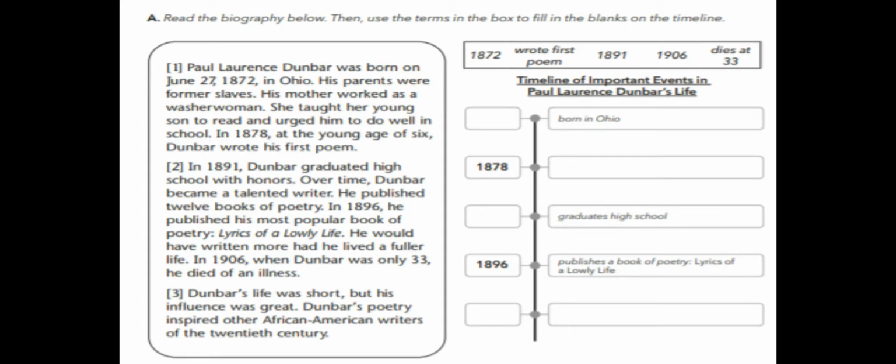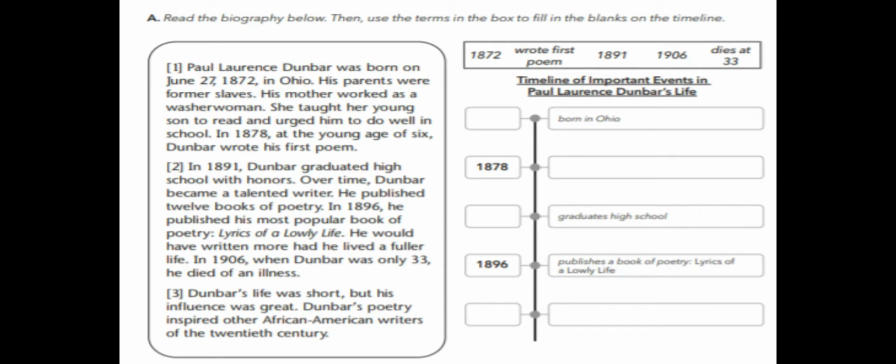Paul Lawrence Dunbar was born on June 27, 1872, in Ohio. His parents were former slaves. His mother worked as a washerwoman. She taught her young son to read and urged him to do well in school. In 1878, at the young age of 6, Dunbar wrote his first poem. In 1891, Dunbar graduated high school with honors.